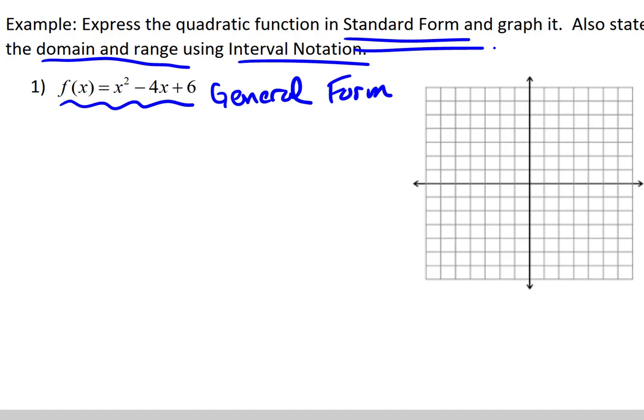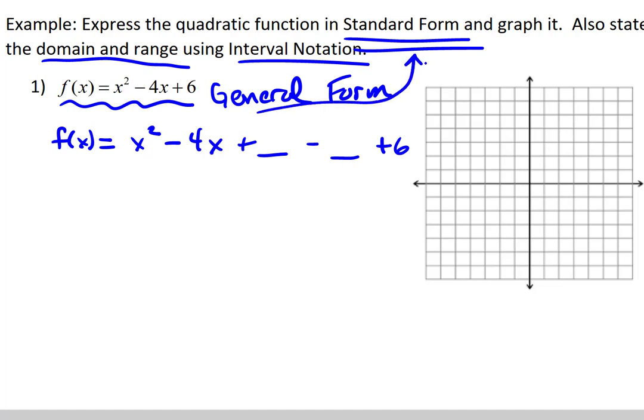Now, as we said in our notes above, you can go from general form to standard form by completing the square. So we're going to do that, and let's rewrite our function. f of x equals x squared minus 4x. But then in the process of just copying down our function, instead of putting the plus 6 there, I'm going to put a plus blank and then a minus blank and then a plus 6. Now that may seem a little weird, but let's go ahead and discuss how we can complete the square to go from general form to standard form.